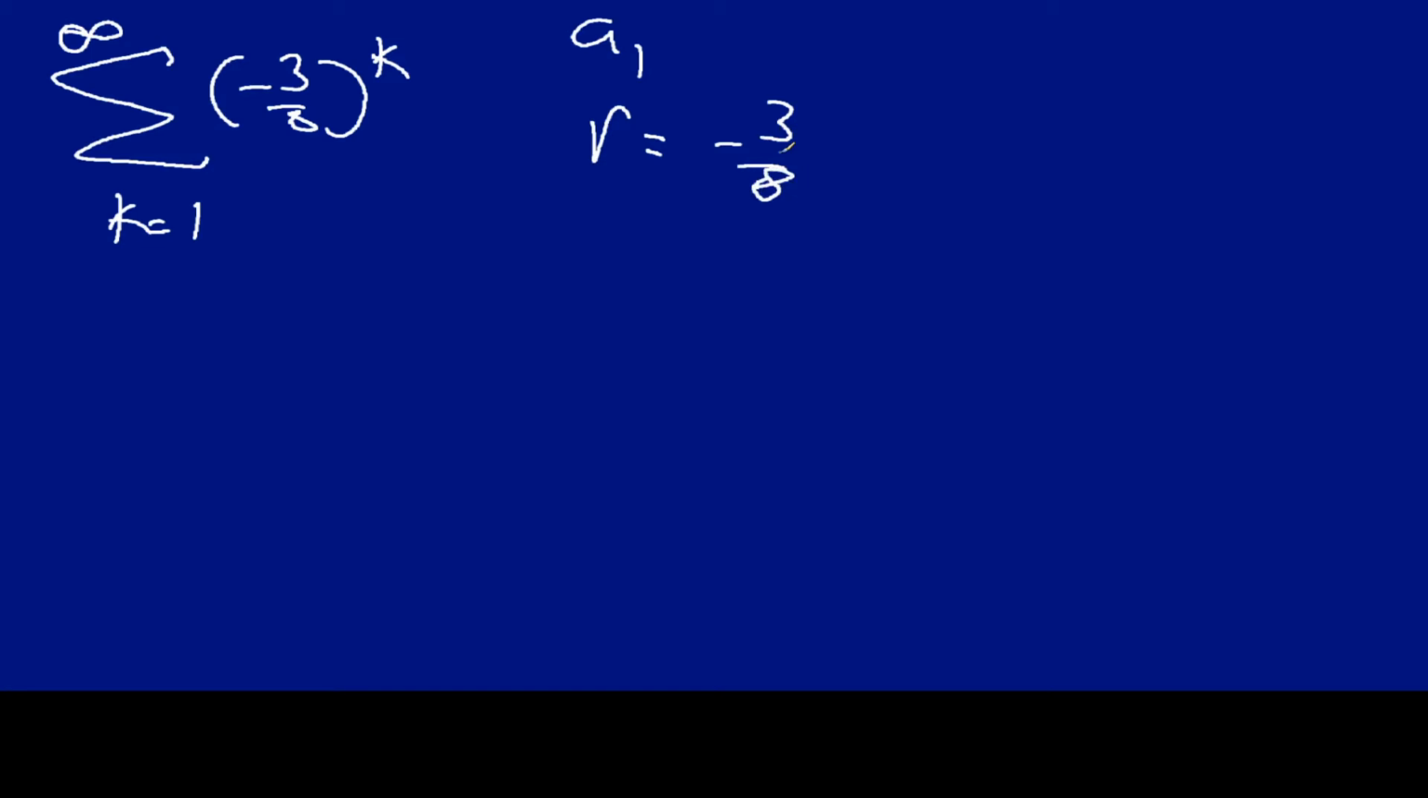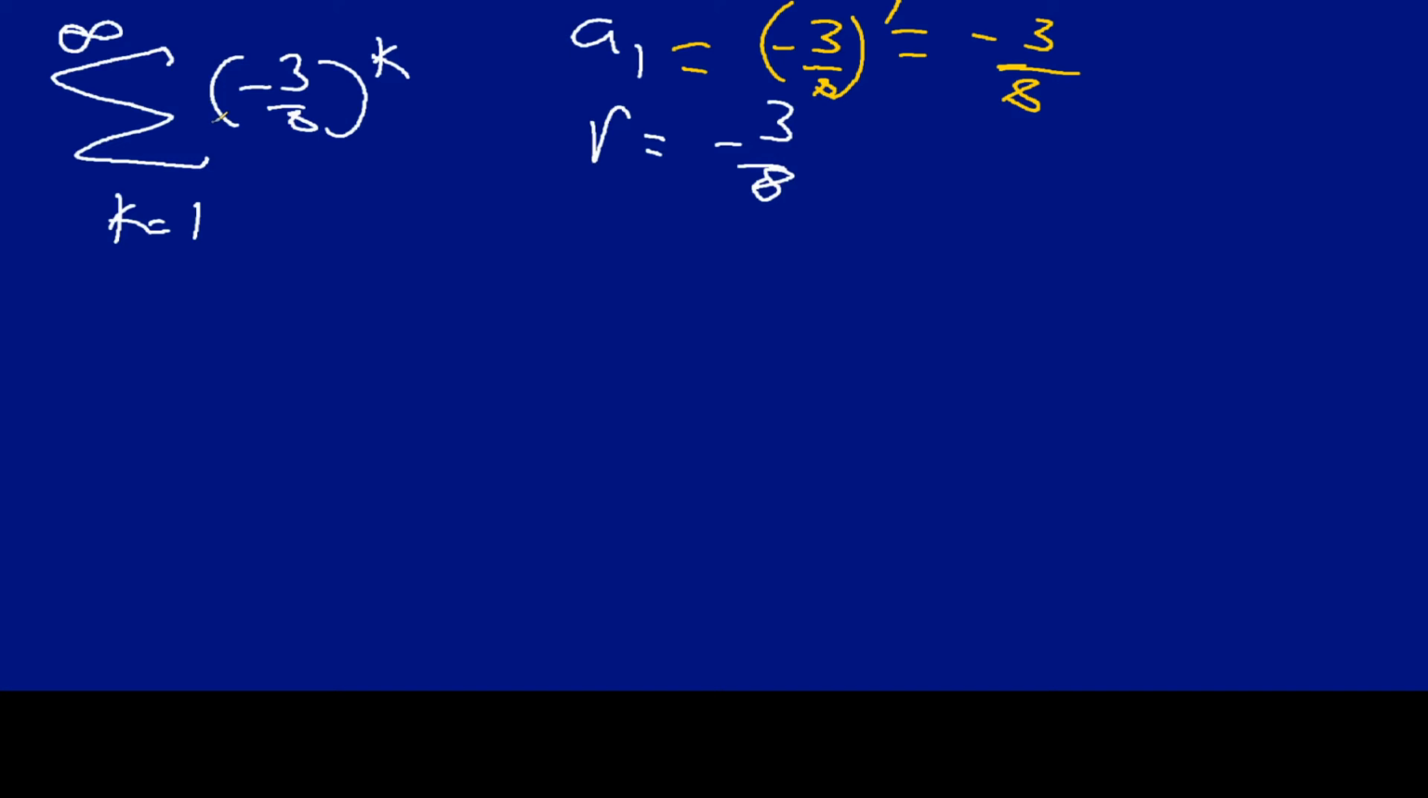To figure out what A1 is, I just take the formula that I have. Let me change the color here. I take the formula that I have and I substitute 1 where I see the k at. So negative 3 over 8 to the first power is negative 3 over 8. So you can see that my a sub 1 and my ratio are the same because this problem is so simple. There's not a whole lot going on in terms of the mathematics.